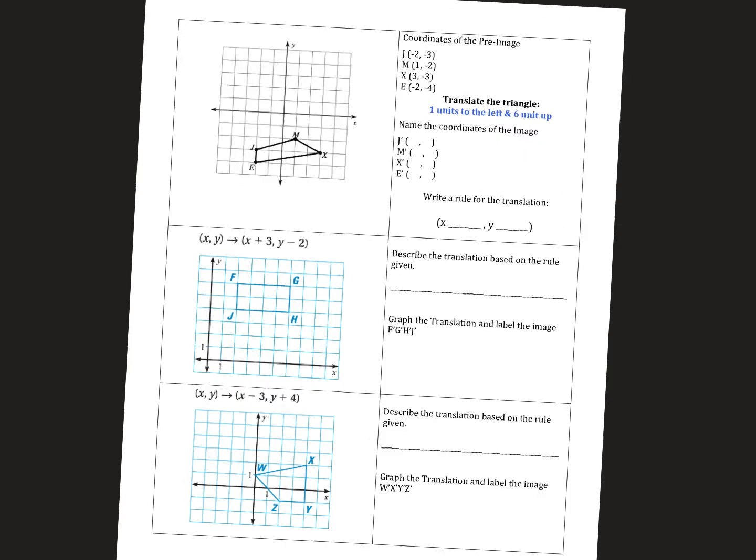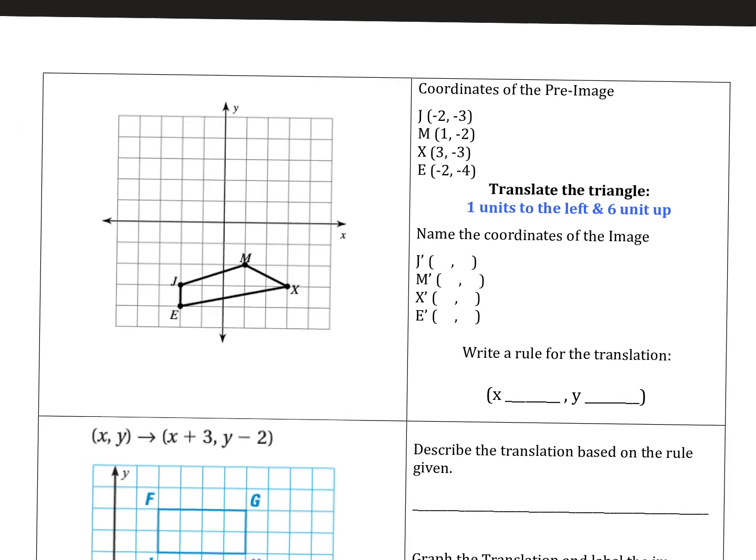We're going to graph one more of these together. The original is graphed for you, so I'm going to mark it number 1. And my rule is telling me to go 1 to the left and 6 up. So that is what I'm going to do. Starting with J, I'm going to go 1 to the left and up 1, 2, 3, 4, 5, 6. J prime. And I know that E should be right underneath it. So I'm going to go 1 to the left and 1, 2, 3, 4, 5, 6, which is E prime.